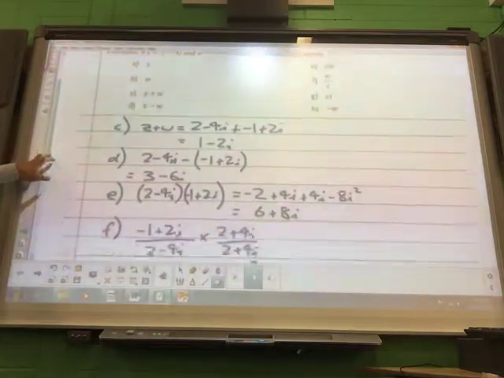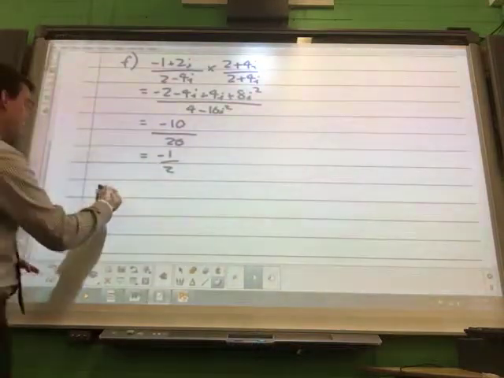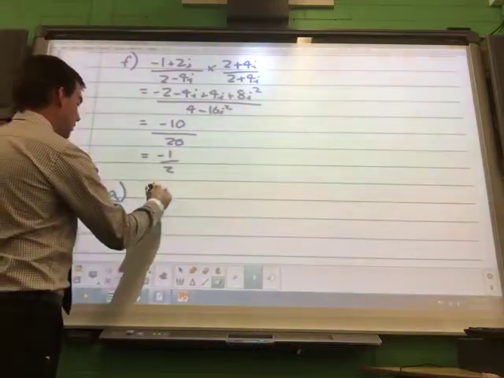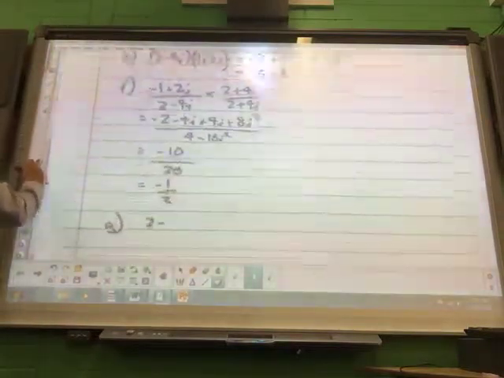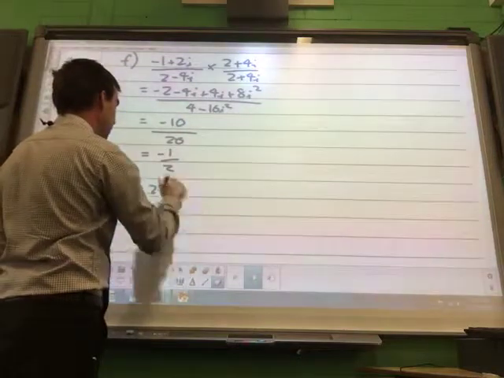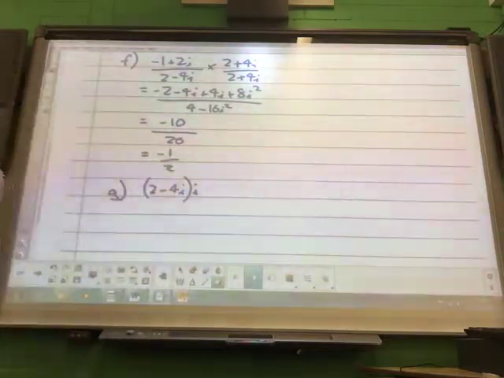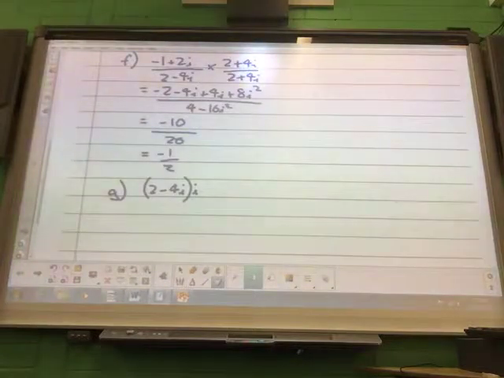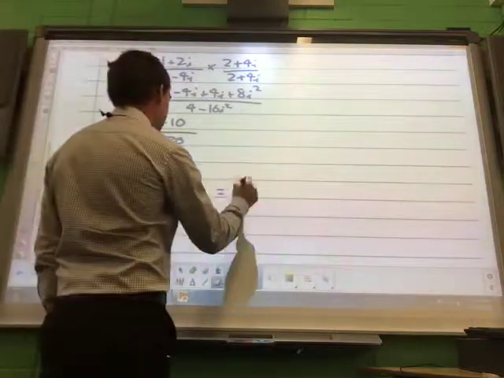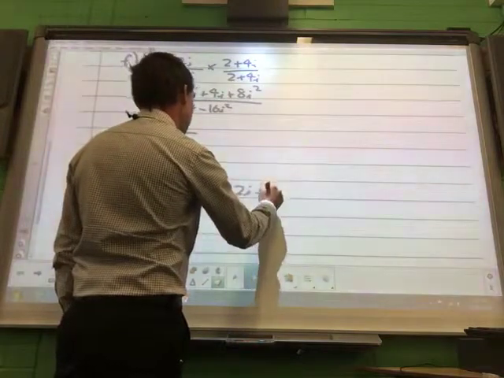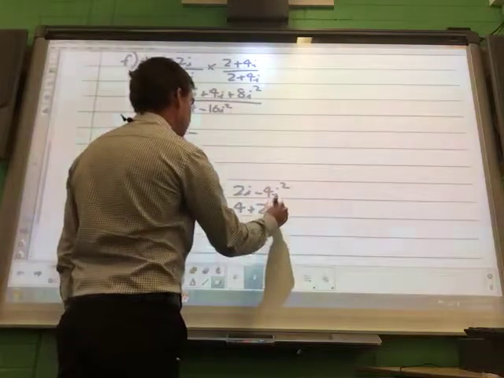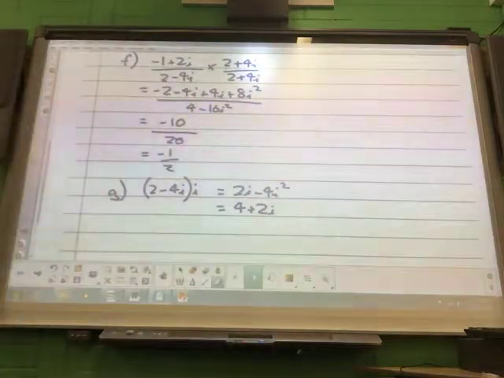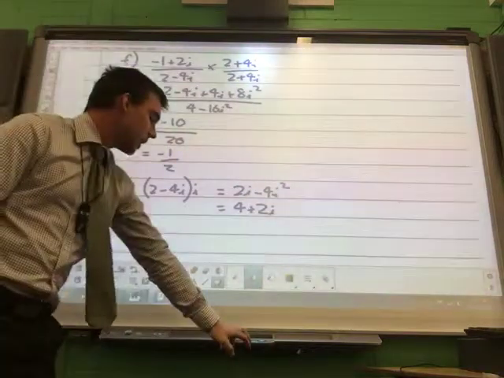G is Z times I. Okay, so Z is 2 take away 4i, and we want to multiply that by I. So it'll be 2i take away 4i squared, and that's going to be 4 plus 2i. So just a note, this is Zi.